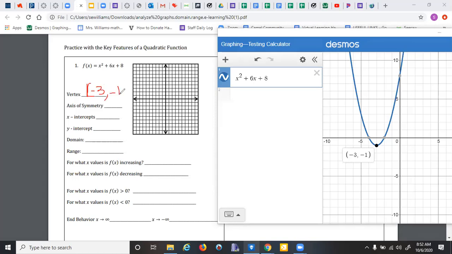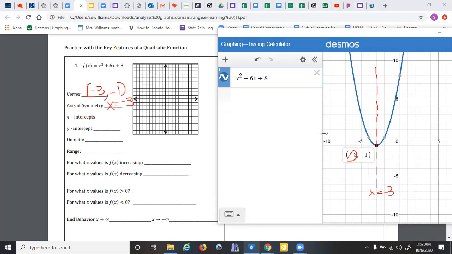-3, -1. All right. Your axis of symmetry is the line that splits it down the middle, which is a vertical line. Vertical lines are always x equals, and what is this one? X equals what? -3, because it's your x value, because it's x equals, so you want your x value, so -3. Okay. All right.